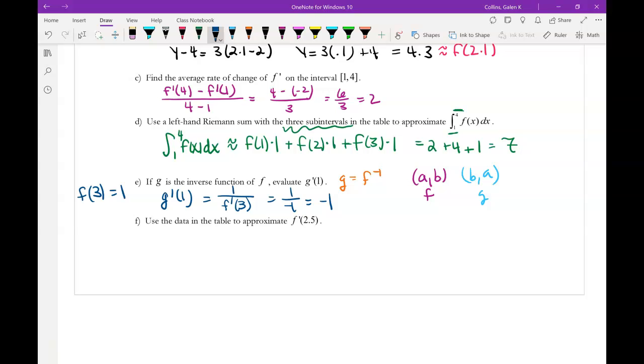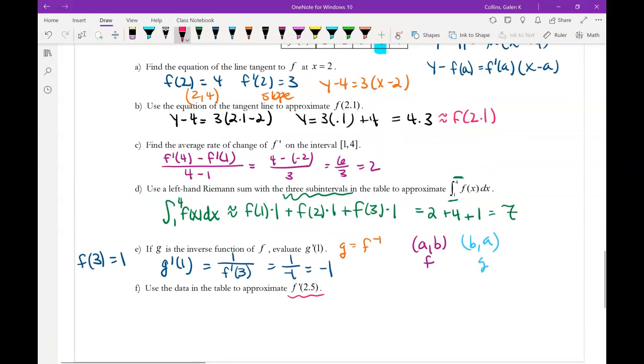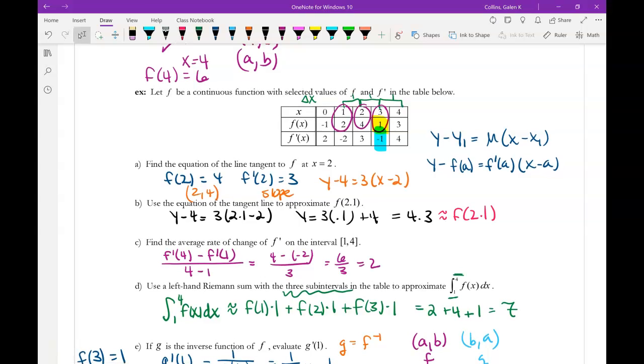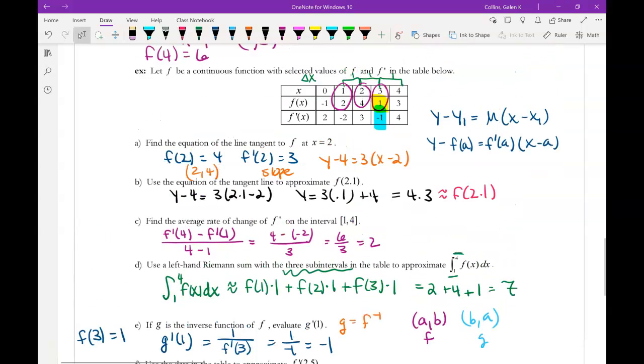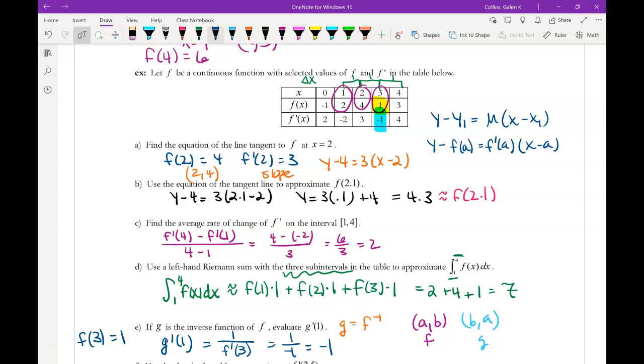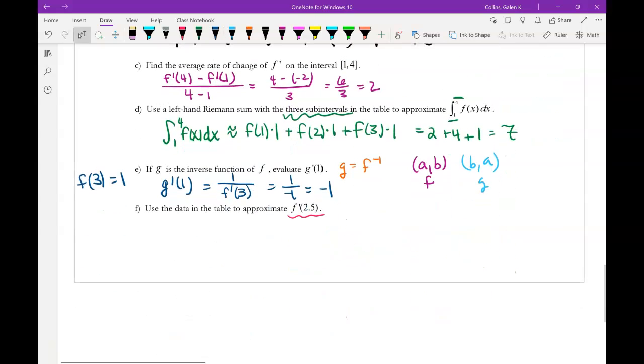Okay, lastly, man, this is a throwback FRQ. Last question, use the data in the table to approximate the derivative of f at 2.5. So I know that if I'm estimating a derivative, I'm estimating an instantaneous rate of change using an average rate of change. So I just look in my table, what's the closest, tightest interval around 2.5? And in our table, that's going to be between x equals 2 and x equals 3. So I'm going to use the average rate of change of f over that interval to approximate its instantaneous rate of change.